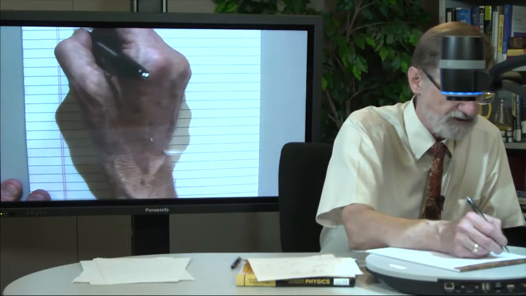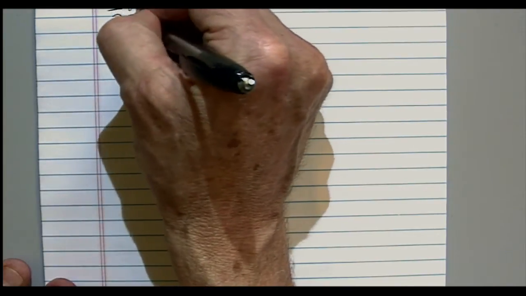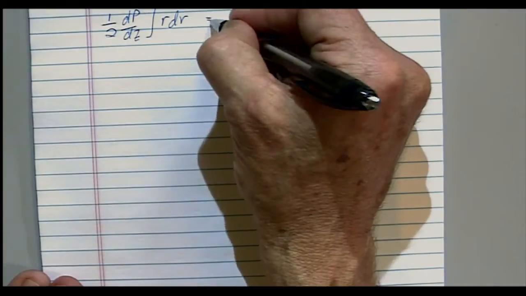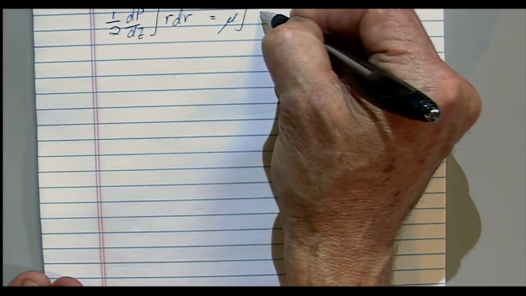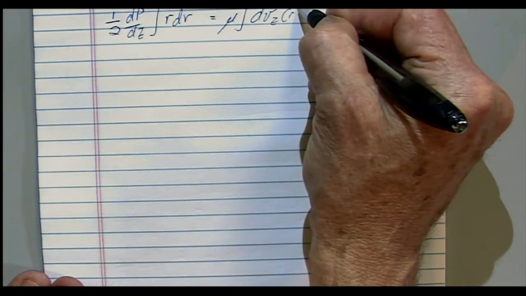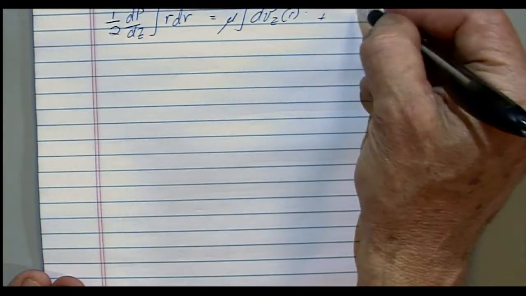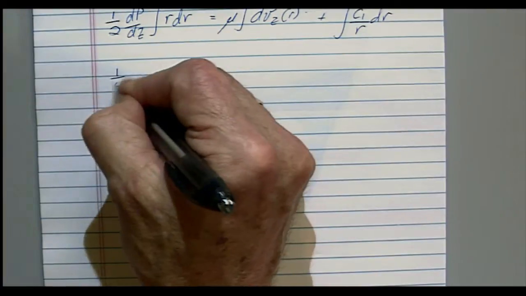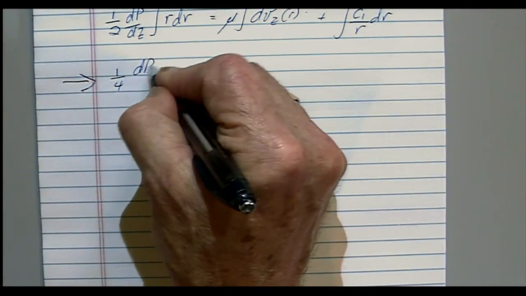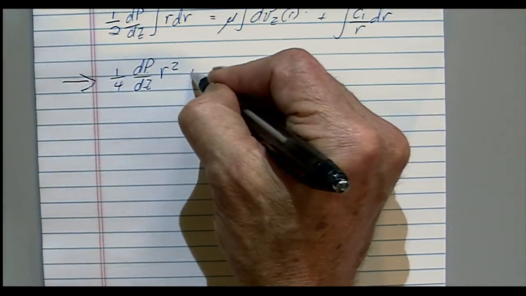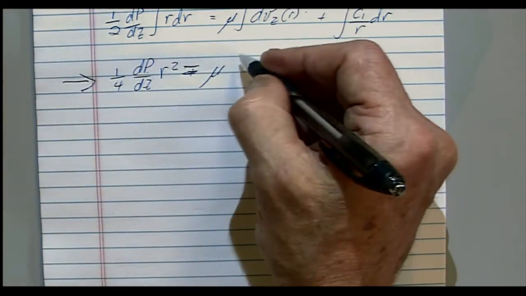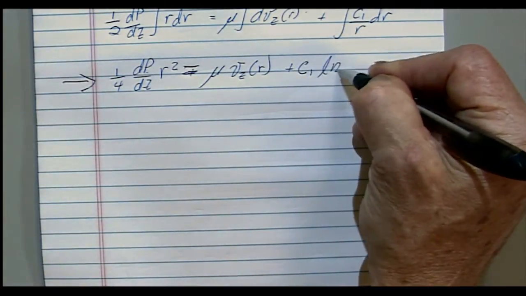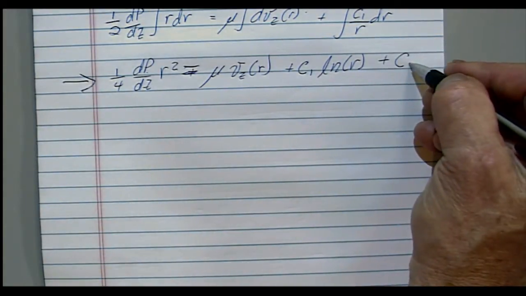All right, so the second integration, I have a half times dP/dz, the pressure gradient, times the integral of r dr, is equal to mu times the integral of dv_z, which is a function of r, plus the integral of c1 over r dr. So that's what I have to integrate, and if I do that, I end up with 1/4 times the pressure gradient, dP/dz, times r squared, is equal to mu, the viscosity, times the velocity in the z direction, which depends upon where you are radially in the tube, plus c1 times the natural log of r, plus some second integration constant C2.